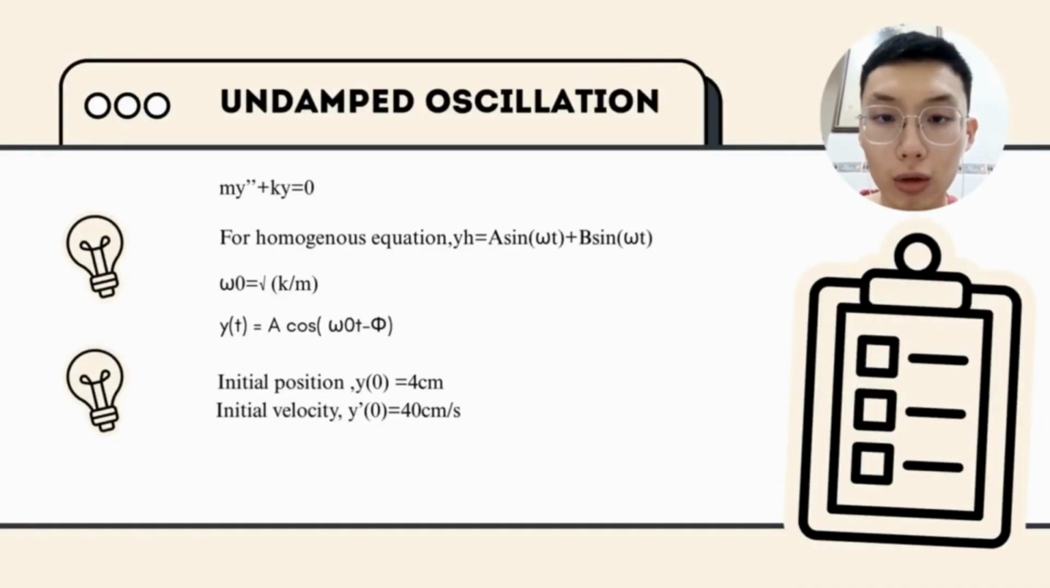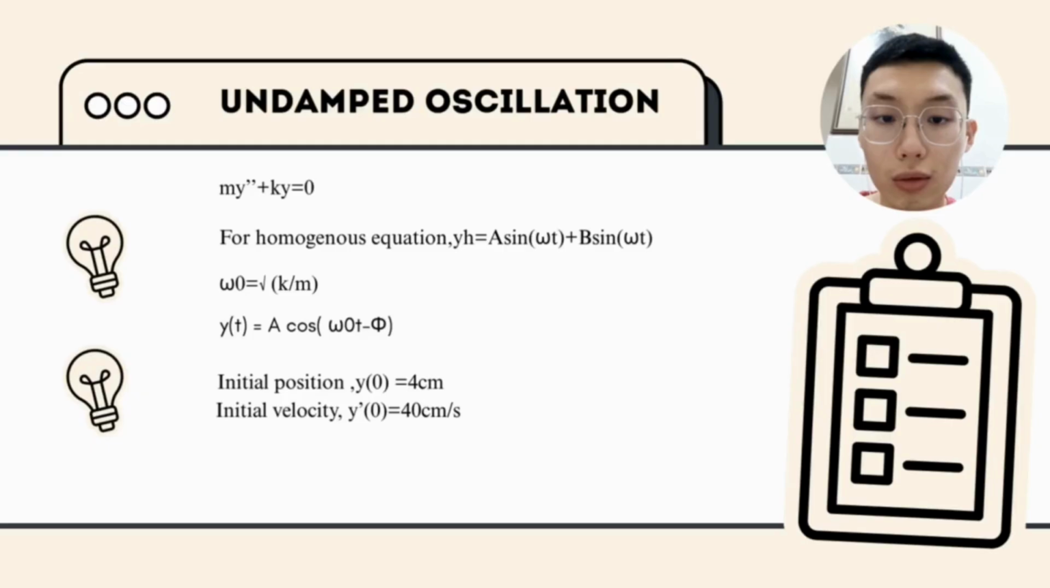Hi everyone. Today I want to talk about undamped oscillation. At the top you will see the fundamental equation for the undamped oscillation, which is my prime prime plus ky equal to 0. This mathematical model describes a system like a mass on a spring that oscillates forever without any friction slowing it down. The general solution for this equation is given by y(t) equal to A cos(omega t minus phi).